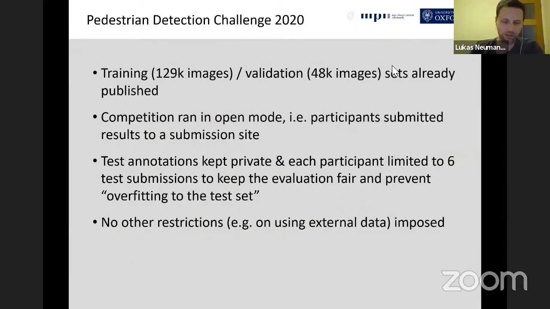Okay, let me talk a bit more about the challenge itself. So this is all fairly standard. We have a training and a validation set which are published and everyone can download them to their computers. And then we have a separate test set for which we only publish the images, but the annotations are kept only by us. We keep them only on the evaluation server. This is, I guess, fairly standard these days. It ensures there's fair competition. It ensures that people don't overfit on the test set because the number of submissions on the test set is limited. We did not impose any other restrictions, so participants were more than welcome to use any other data for their training. It was entirely up to them.